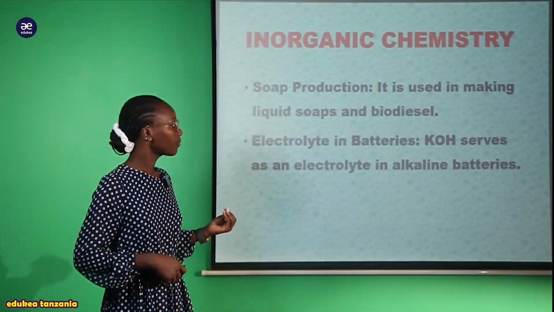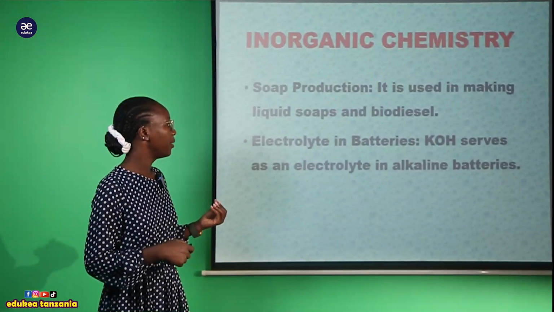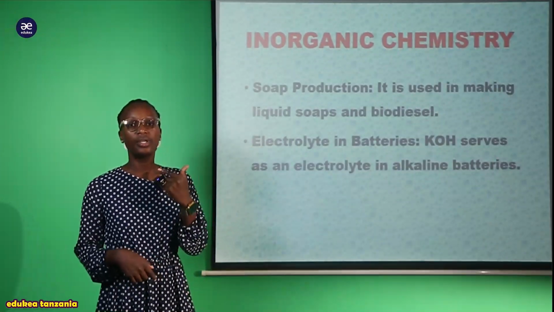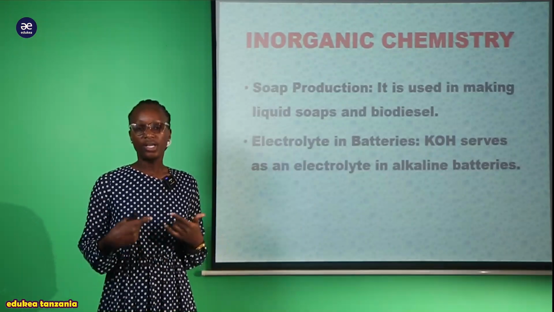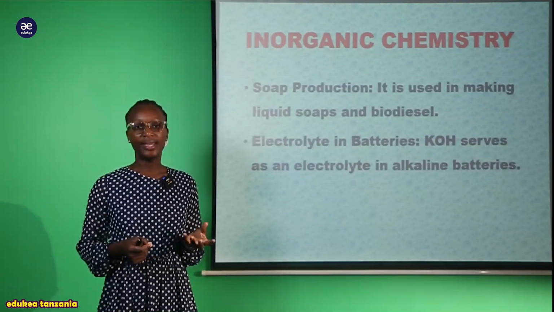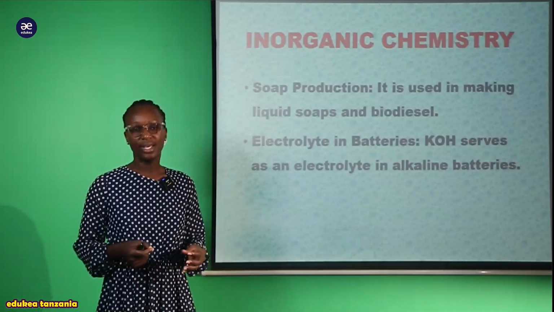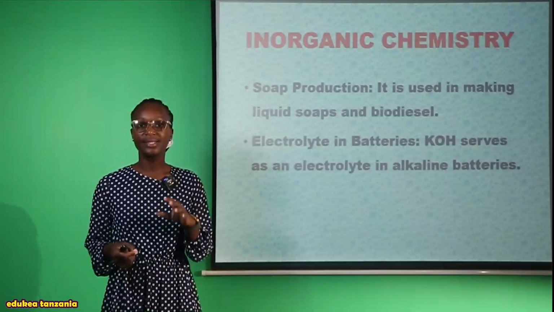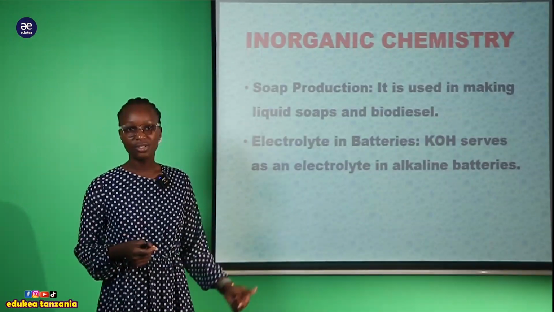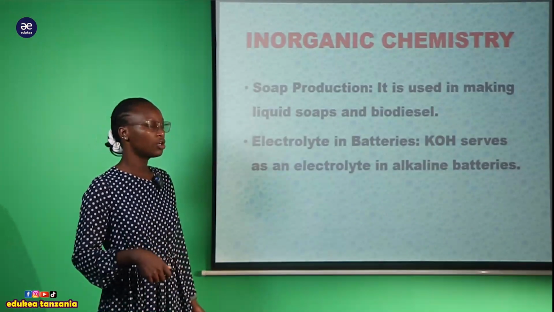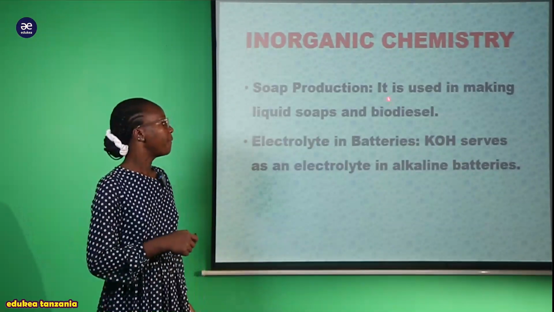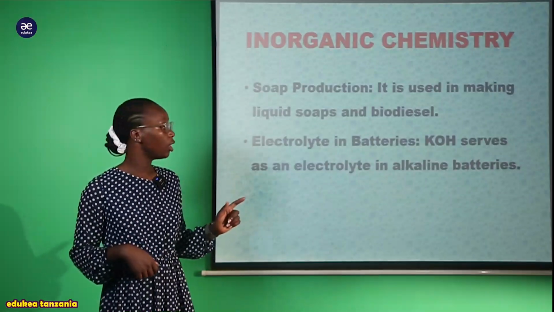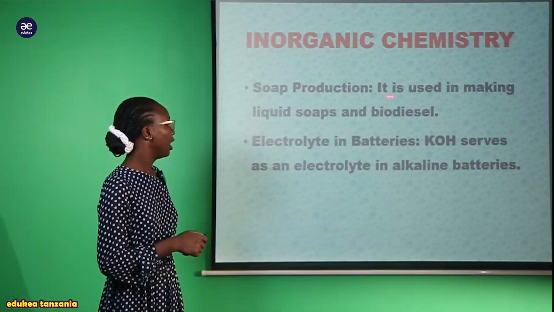Anasema kwamba it is used in the making liquid soap and biodiesel. Kwamba potassium hydroxide inatumika kutengeneza hizi liquid soap. Liquid soap ni zile soap ambazo zipo katika hali ya umiminika. Ni ile sabuni ambayo unaambiwa sabuni ya maji, ipo katika hali ya kimiminika. So this potassium hydroxide is the main metal hydroxide which is useful in this production, but also katika uzalishaji wa biodiesel. Biodiesel, the potassium hydroxide play a crucial role in the production of this substance.